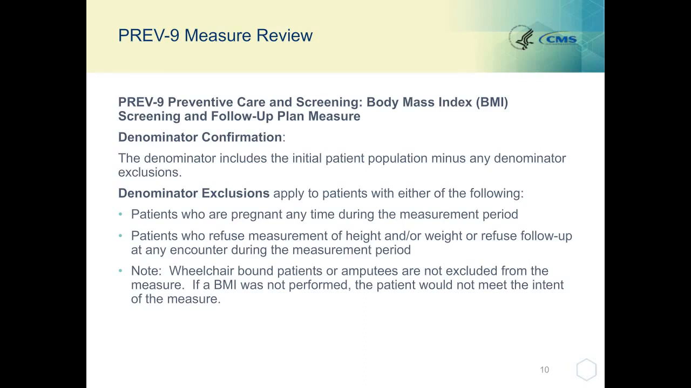Now starting on slide 10, we note that the denominator confirmation indicates that the denominator includes the initial patient population minus any denominator exclusions. And denominator exclusions apply to patients with either of the following: patients who are pregnant any time during the measurement period, patients who refuse measurement of height or weight or refuse follow-up at any encounter during the measurement period. And we definitely want to call out that patients who are wheelchair bound or if they're amputees, those patients are not excluded from the measure. If a BMI was not performed, the patient would not meet the intent of the measure, and you would code no to fail the measure. Next slide.